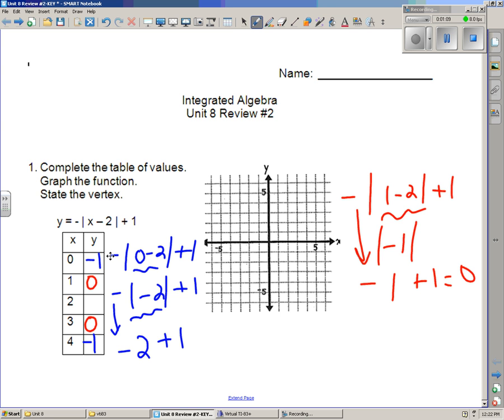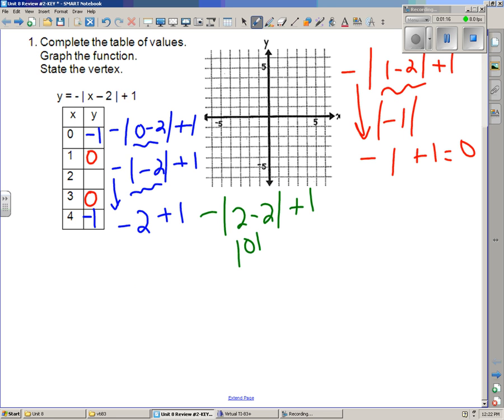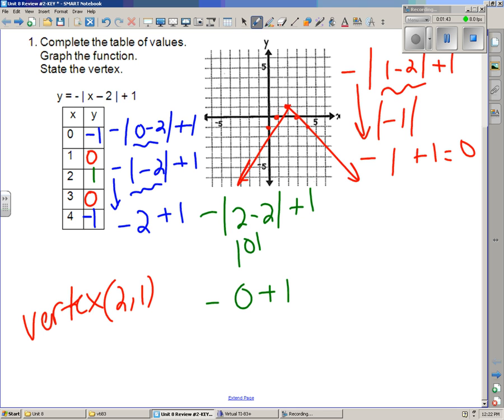The vertex, negative absolute value of 2 take away 2 plus 1. 2 take away 2 is 0. The absolute value of 0 is 0. Negative 0 doesn't make sense, but 0 plus 1 is just going to be 1. So your vertex happens to be 2 comma 1. And then when you graph this thing, 0 comma negative 1 would be here, 1 comma 0 is here, 2 comma 1, 3 comma 0, 4 comma negative 1, and there is your graph for the absolute value.